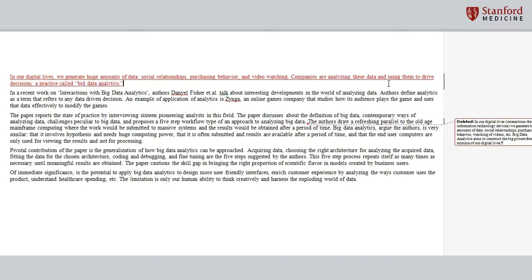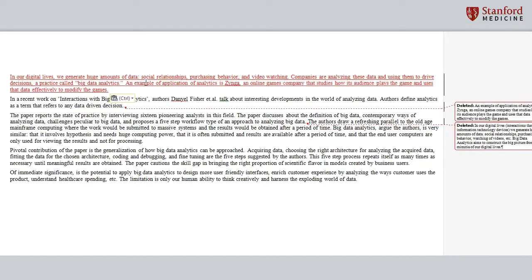But notice I didn't say, let me define big data analytics for you. I said what it was, and then I put at the end that that's what the term is called, because it's always more interesting to say what something is, and the term itself is less interesting to people. So let's stick that at the end. So companies are analyzing these data and using them to drive decisions, a practice called big data analytics. So now you know that this paper is going to be about big data analytics, but you have a better sense of what exactly big data analytics is. And then we have this nice example about this online company, Zynga. So let's just move that up to the first paragraph. It's always good to use a really concrete example, as they have here.